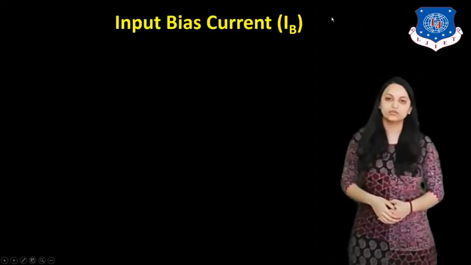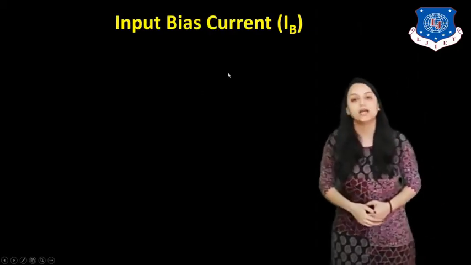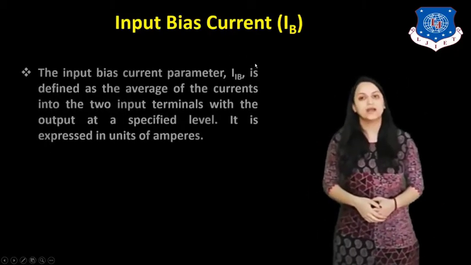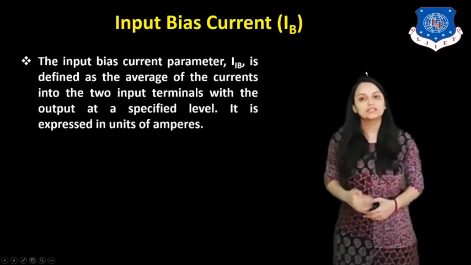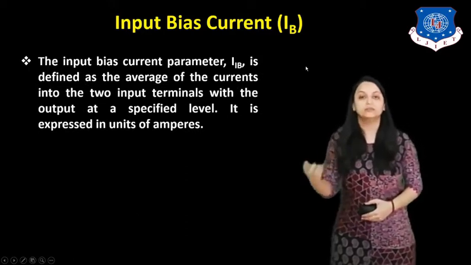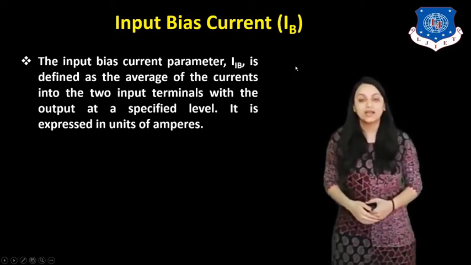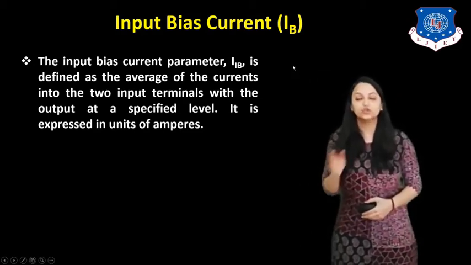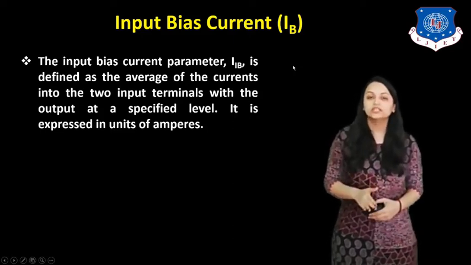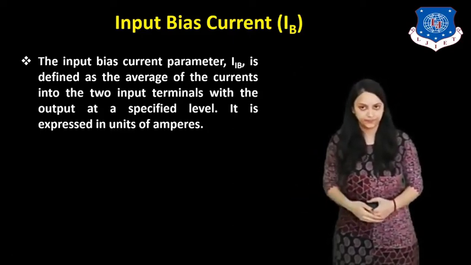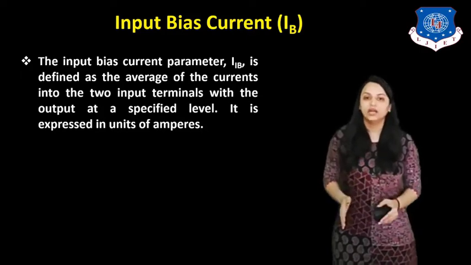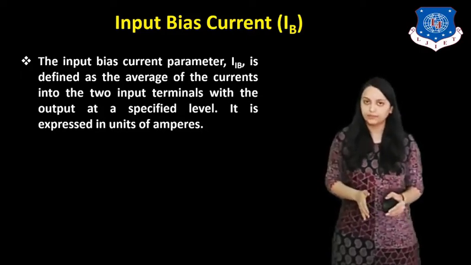First one we are going to see is input bias current, that is IB. Now what is input bias current? The input bias current parameter, that is IB, is defined as the average of currents into the two input terminals with the output at a specified level. That means we are having two inputs at the op-amp.